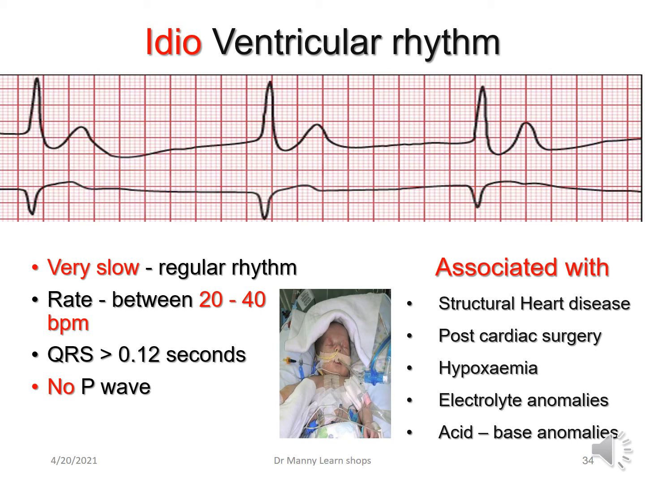Now, the idioventricular rhythm is very slow and regular, and the rate, as I said, is between 20 and 40 beats per minute, and there's no associated P wave. The QRS complex is typically greater than 0.12 seconds. And it's related to all the things I mentioned previously: heart disease, cardiac surgery, and hypoxemia and electrolyte and acid-base anomalies. It's potentially a life-threatening rhythm. Again, it's a bradycardia in all children, so therefore you would be doing CPR in this situation. In an adult or an older child, like an adolescent, maybe not yet, but they would be very unwell.